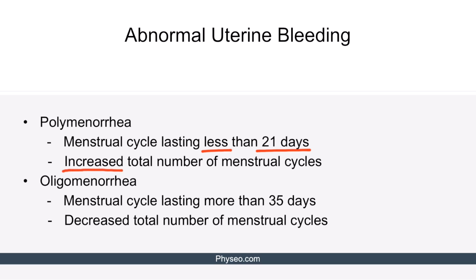In contrast, oligomenorrhea is a menstrual cycle lasting more than 35 days. So in that case, because each one is so long, she actually doesn't have as much time in her whole life to have as many menstrual cycles. So there would be a decreased total number of menstrual cycles in her life.